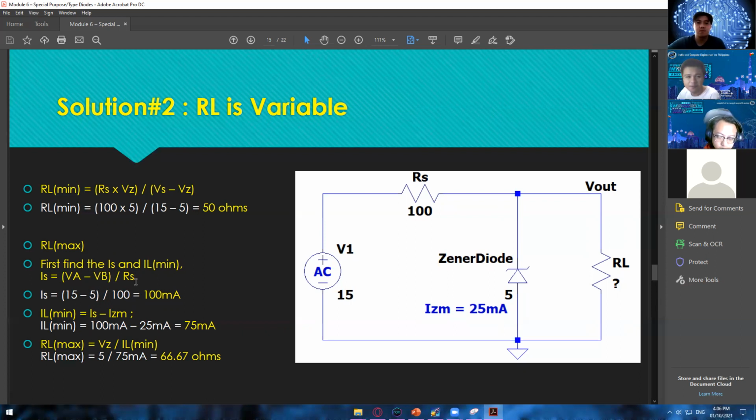For RL as a variable, the ones we are looking for are RL min and RL max, and here is the given formula. Everything is already given, so all you need to do is substitute those given values. So 100 times 5 divided by 15 minus 5 is equal to 50 ohms.